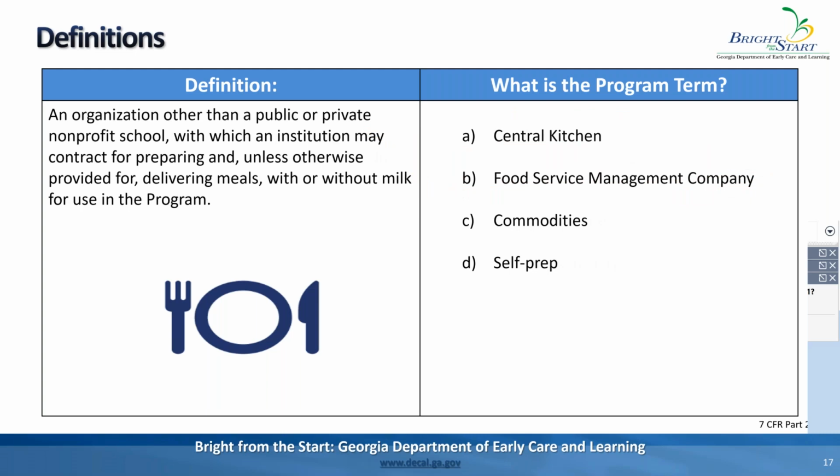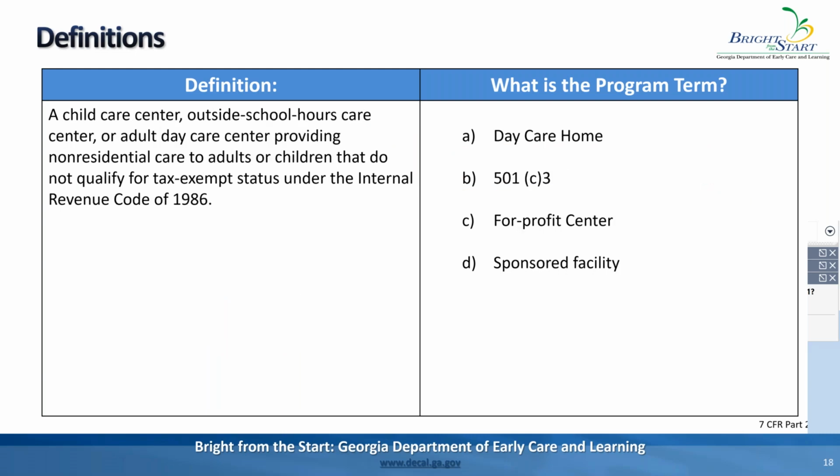A child care center, outside school hours care center, or adult day care serving adults or children that does not qualify for tax exempt status under the Internal Revenue Code of 1986. Is it A, 501(c)(3), B, C, for profit center, or D, sponsored facility? Okay, the answer is for profit center.